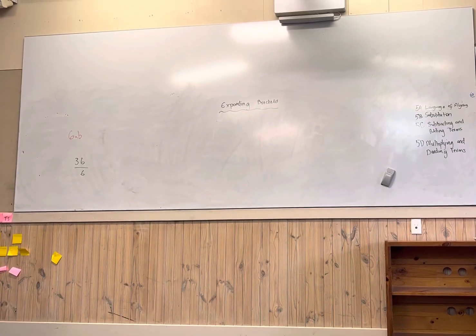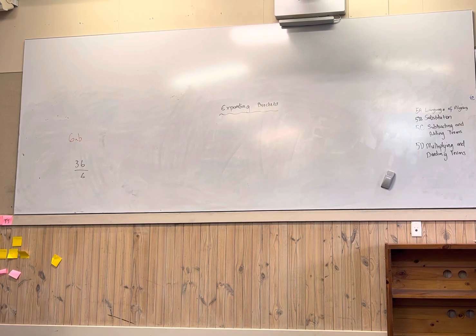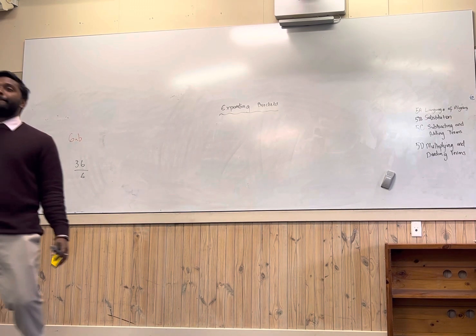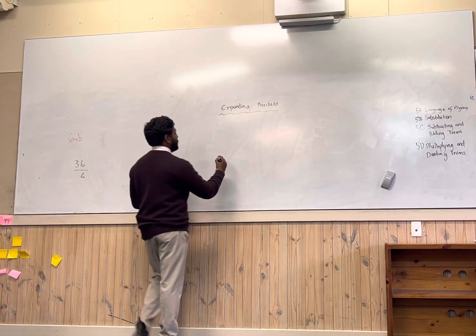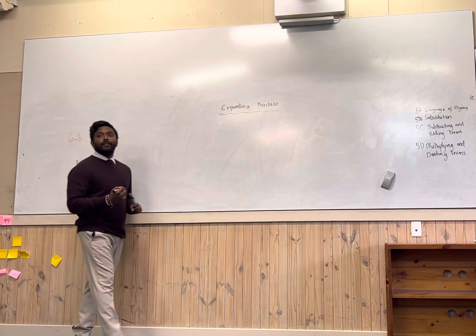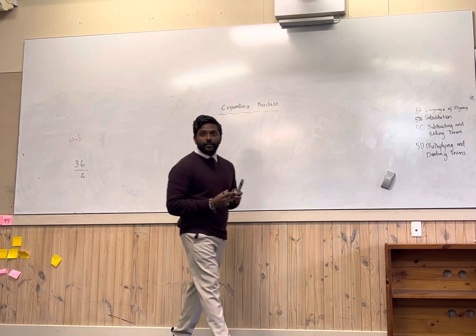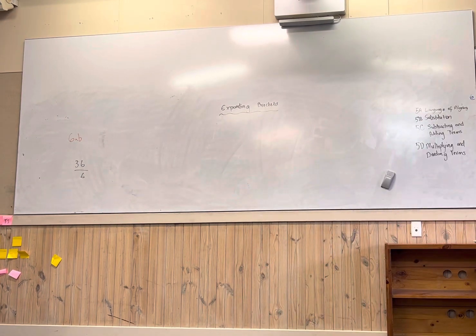Expanding brackets. What do you notice there, Jasmine? What is that? I've done a little bit. It's where you have to, I don't know how to explain it, but you have to put the numbers where the brackets are. There's a number on the outside and then the brackets. You have to get rid of the brackets.